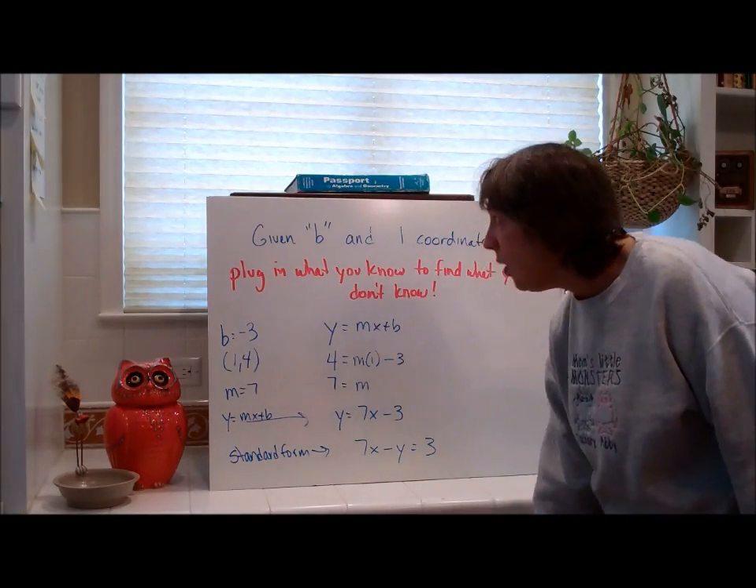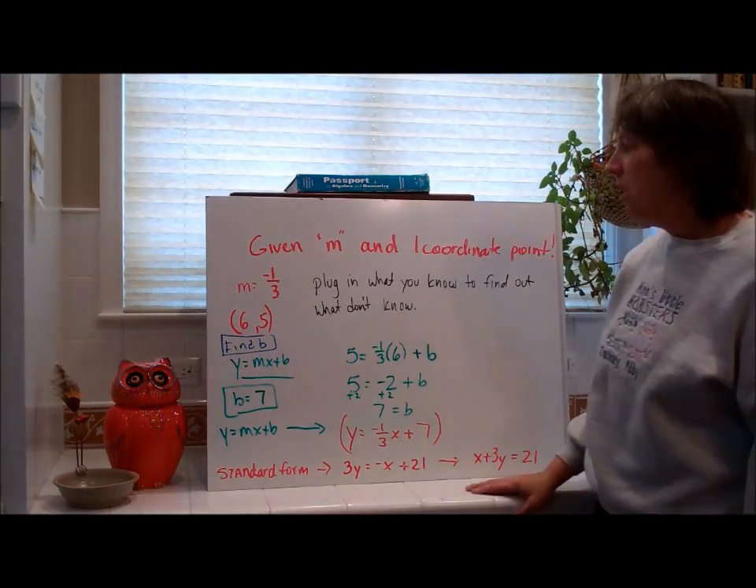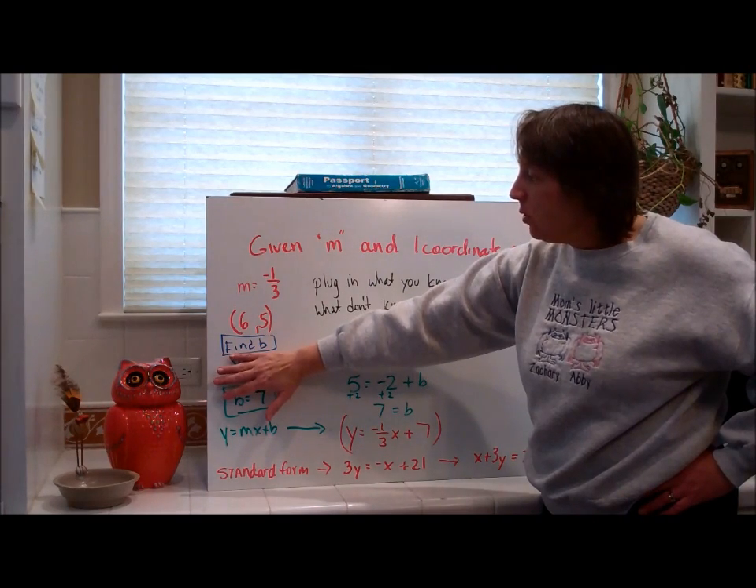So that's when I give you the y-intercept and a coordinate point. Well, what if I give you the slope and a coordinate point? You're going to do the same thing. You have to find b. Now remember, this is all the work I've already done. So here's what I give you.